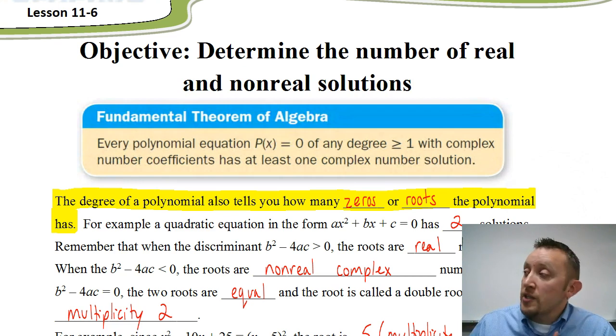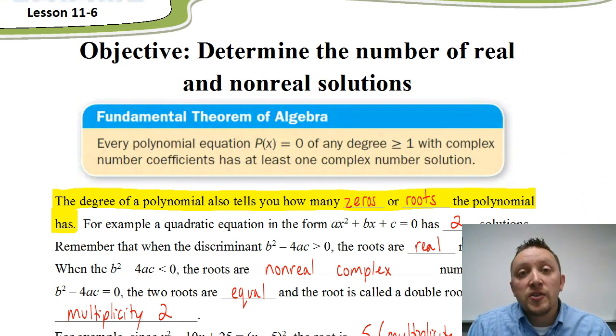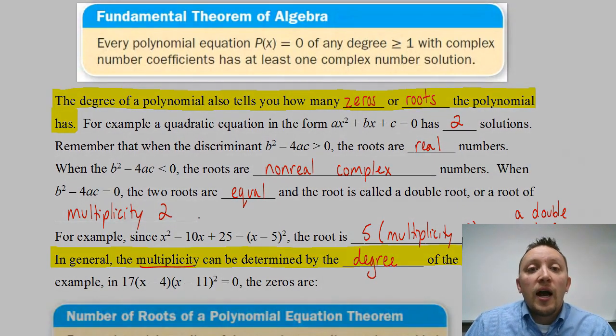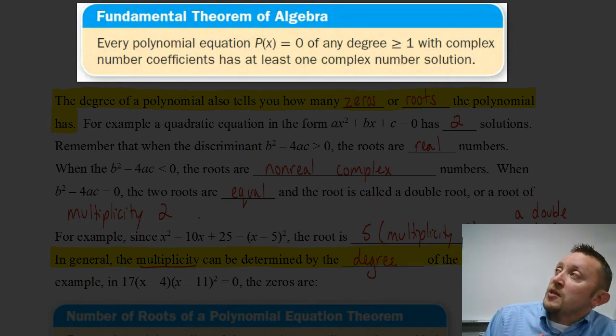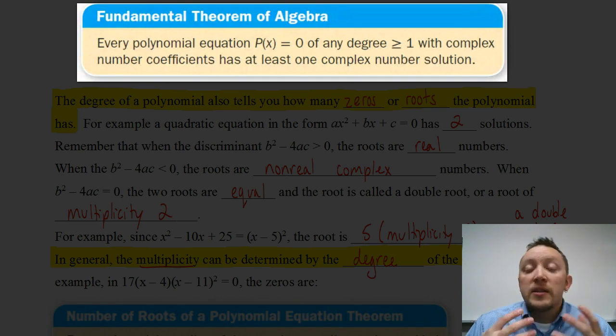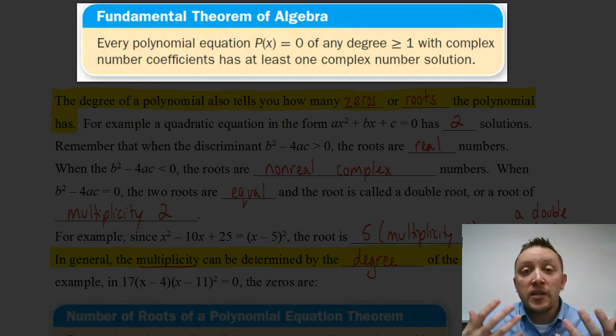Okay, so there's going to be a lot of information that we're going to be talking about here. So to help us out, I've highlighted some things. So let's look at some of these pieces so you can understand what we're talking about. So first off, let's look at this box where it says the fundamental theorem of algebra. What it says there is that every polynomial that's set equal to 0 of any degree, as long as the degree is greater than or equal to 1, with complex number coefficients, so all that's saying is that we have coefficients that are regular old numbers, has at least one complex number solution.